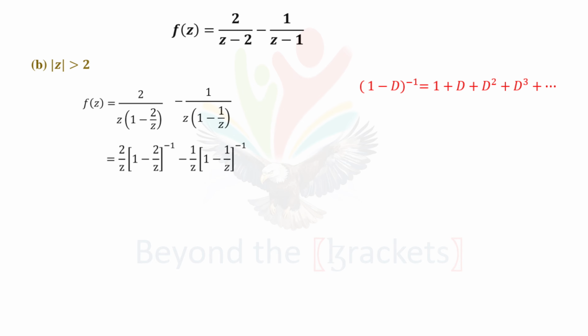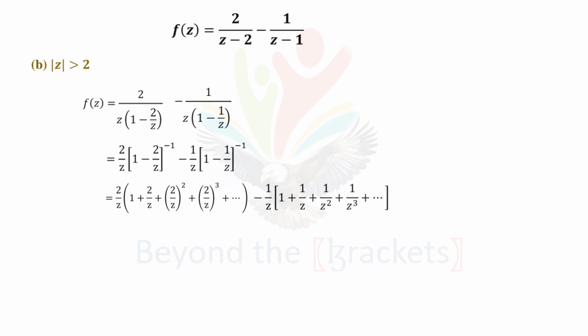Expanding this using the formula 1 minus d inverse, here d is equal to 2 by z. For the first term, we get 2 by z into 1 plus 2 by z plus 2 by z whole square plus 2 by z whole cube plus so on. For the second term, d is equal to 1 by z, we get minus 1 by z into 1 plus 1 by z plus 1 by z square plus 1 by z cube plus so on. The first term is 2 by z plus 2 by z whole square plus 2 by z whole cube plus so on. And the second term is 1 by z plus 1 by z square plus 1 by z cube plus so on.